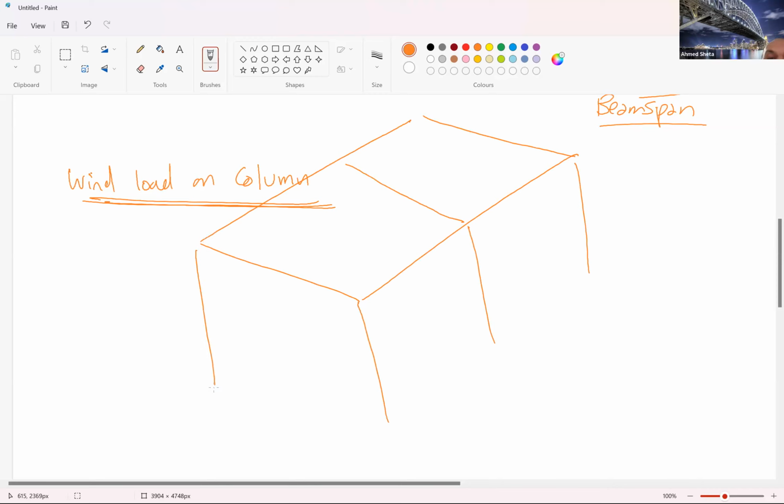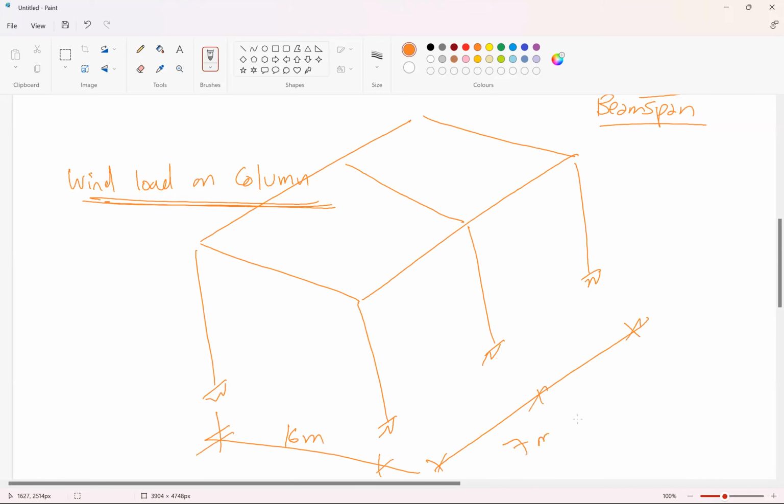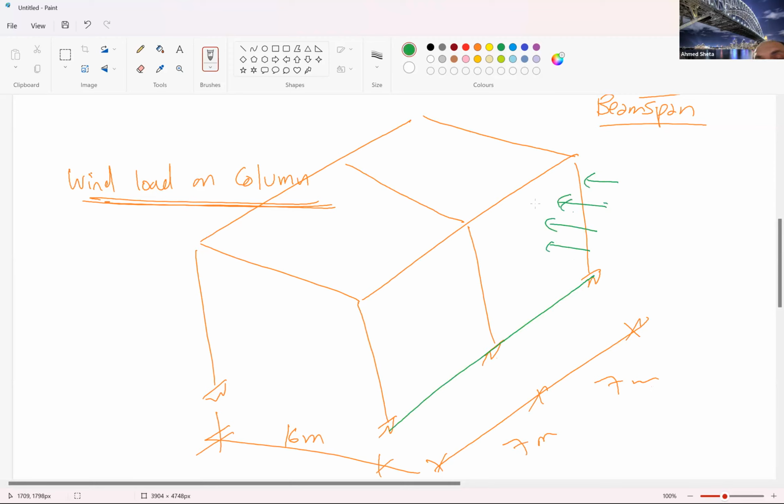If this is our shed, the one in your assignment, what is this dimension? If we consider 16 meters, what is this dimension? 7 meters. Okay. If we have wind load in this direction here, the wind pressures will act in this direction, right?